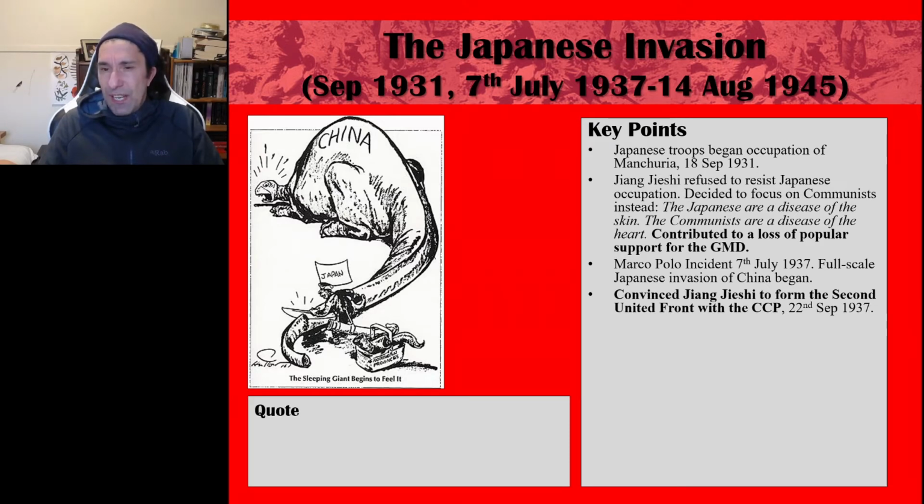and Zhang Jieshi was only released by his troops when he promised to form a second united front against Japanese aggression and against the Japanese occupation of Manchuria and the creation of this northern autonomous zone or region. And he promised to make a second united front. He didn't really, it took him a long time to actually fulfill that promise. But when the Japanese invaded in July 1937, started their invasion, then on the 22nd of September 1937, Zhang Jieshi finally agreed to form a second united front with the CCP against the Japanese invaders.